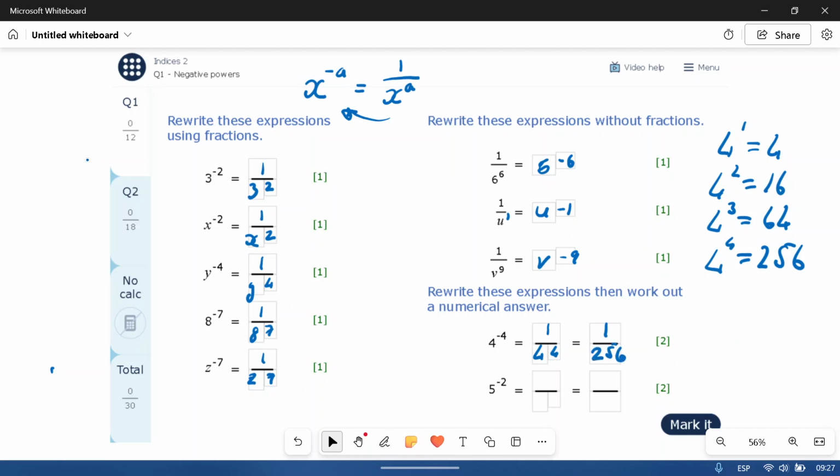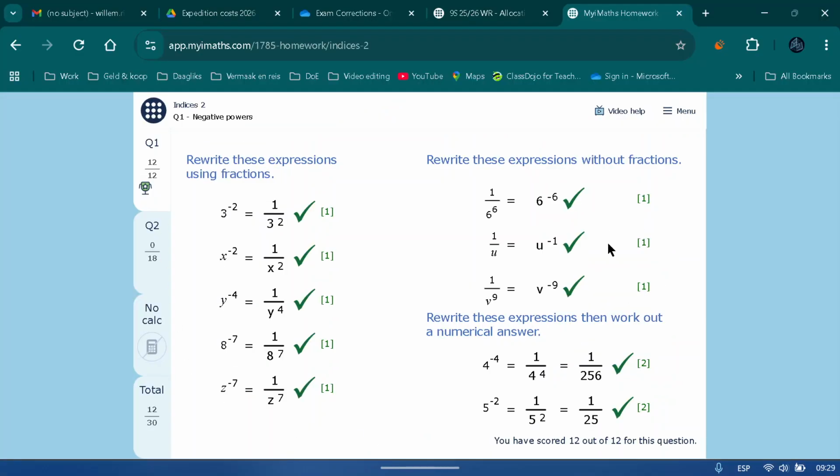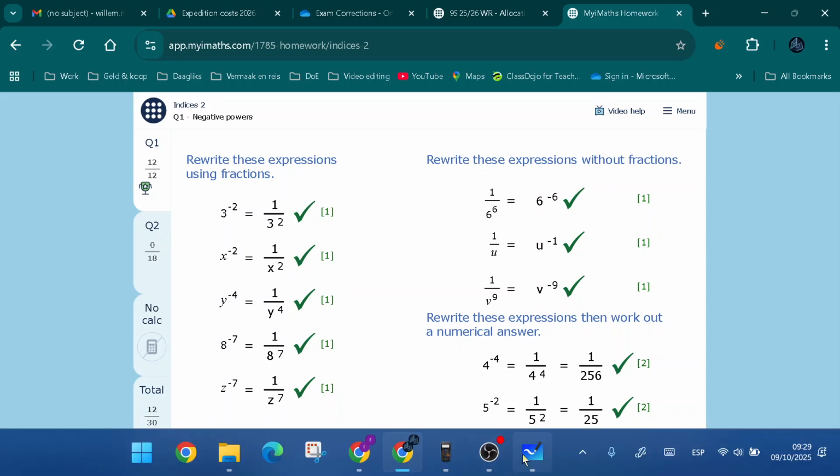256. Same one here. 1 over 5 squared. 5 squared, of course, is 25. And there is all the correct answers entered in. Let's go to question 2.